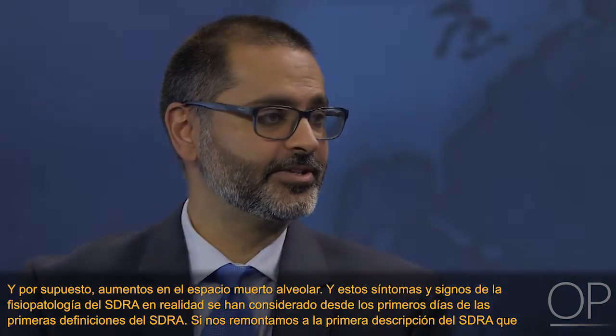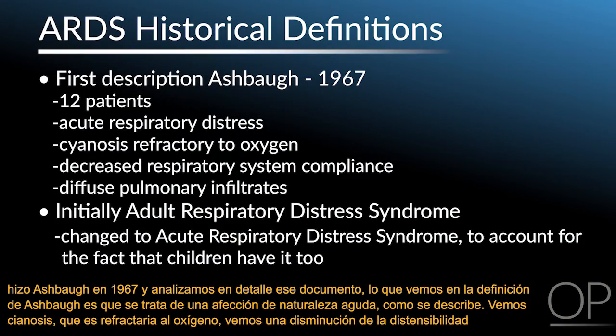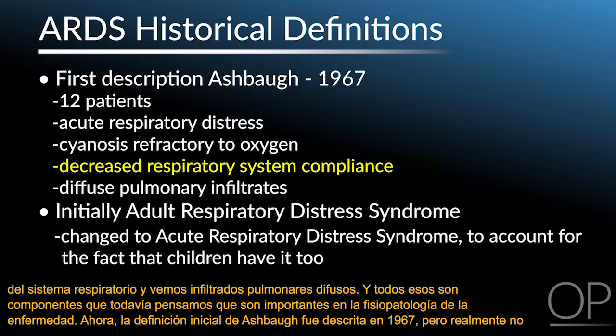If we go back to Ashbaugh's first description of ARDS in 1967 and look closely at that paper, what we see is acute onset, as described, cyanosis that's refractory to oxygen, decreased respiratory system compliance, and diffuse pulmonary infiltrates. And all of those are components that we still feel are important in the pathophysiology of the disease.